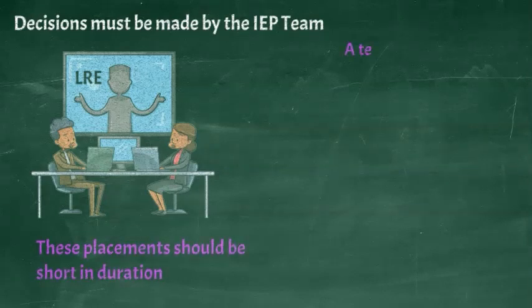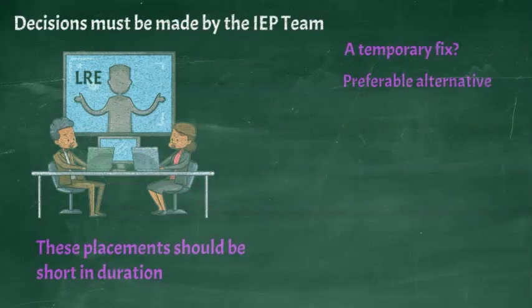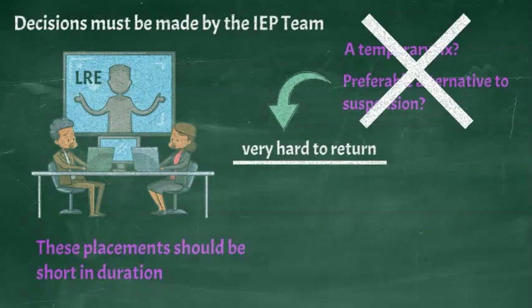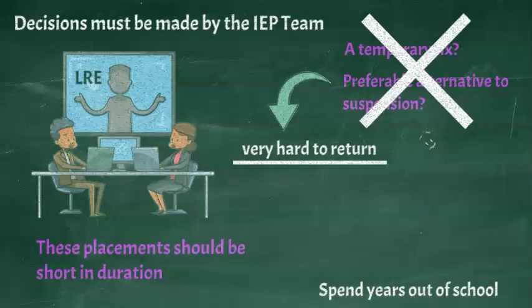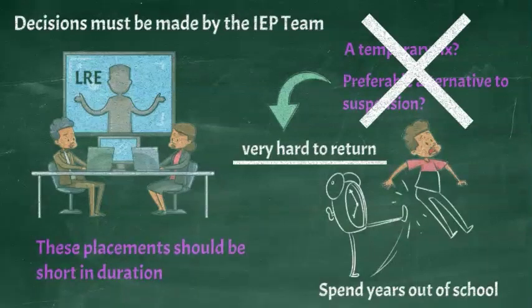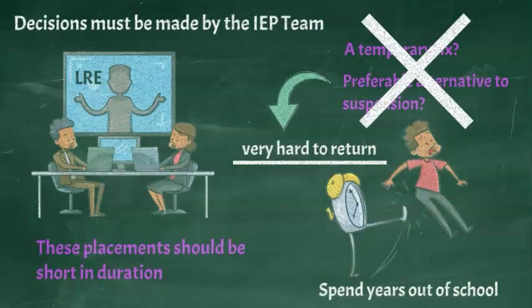Sometimes people think that homebound or modified day will be a temporary fix or is a preferable alternative to suspension. However, it is often very hard for children to return to a full day of school once they are placed on homebound or modified day. Children placed on homebound or modified day in North Carolina sometimes spend years out of school when effective transition planning, along with the provision of appropriate services and supports, could have returned them to school much sooner.